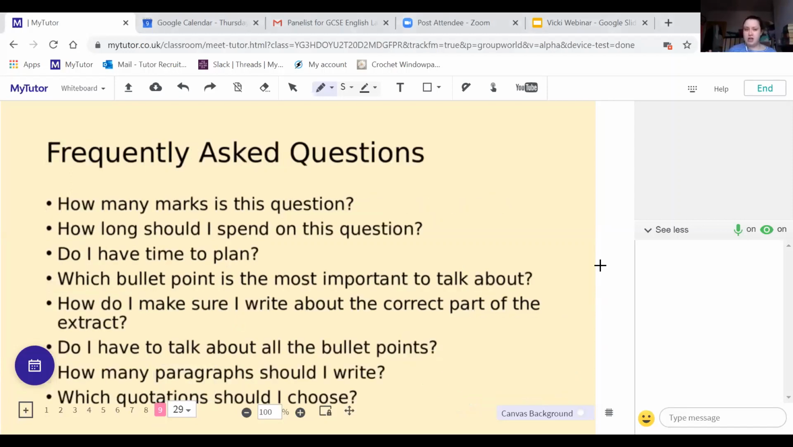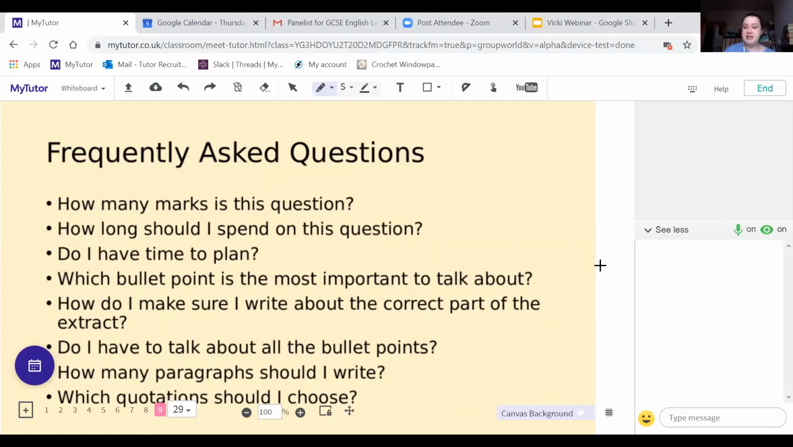paper 1 question 2. And the questions that you guys have been firing at me quite a lot over this week. So I'm just going to round these up. So how many marks is this question worth? 8. How long should I spend on this question? About 10 minutes. If you are absolutely pushing it, 15. But I would try to keep between probably 10 and 12 minutes.